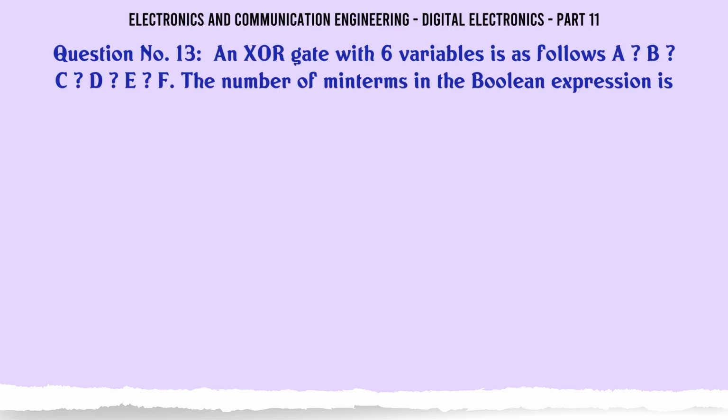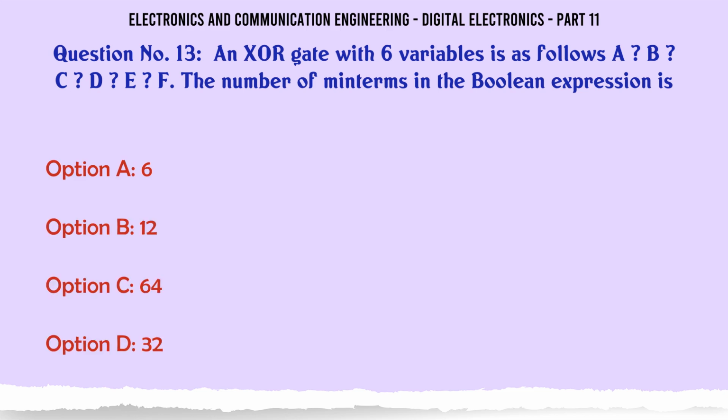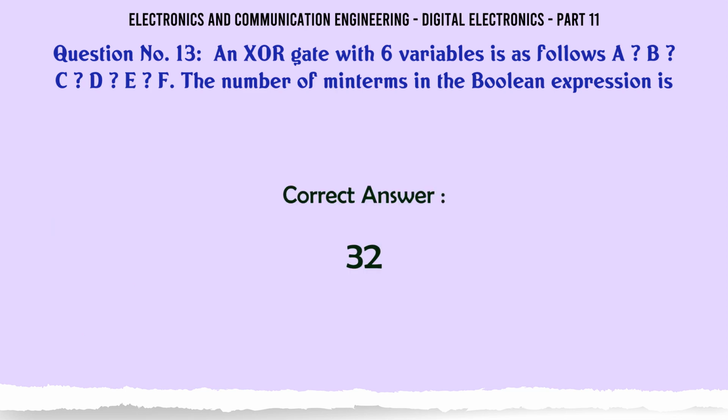An XOR gate with 6 variables is as follows: A B C D E F. The number of minterms in the Boolean expression is: A, 6. B, 12. C, 64. D, 32. The correct answer is 32.